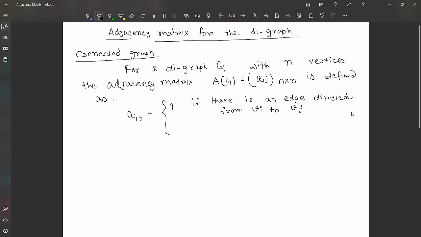But if the direction is from Vj to Vi, then we will put 0 here, because this is a directed graph. But for the undirected graph, if there is an edge between Vi and Vj, then we put 1 for every pair, from Vi to Vj or from Vj to Vi. But for the directed graph, we only put 1 if it is from Vi to Vj. But if it is from Vj to Vi, then we put 0. So 0 otherwise.